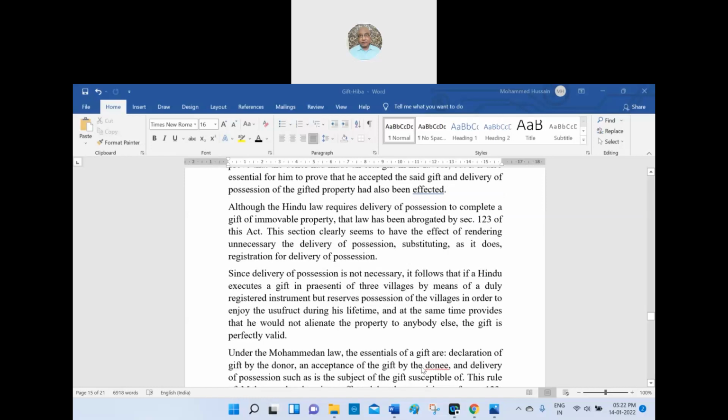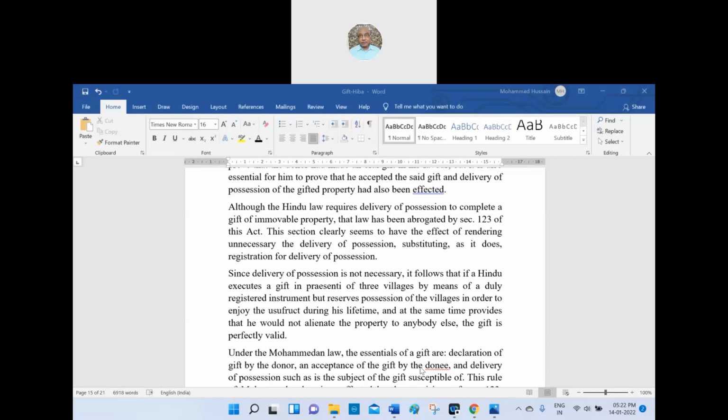Since the delivery of possession is not necessary, it follows that if a Hindu executes a gift in respect of a percentage of 3 villages by means of a duly registered instrument, but reserves the possession of the village in order to enjoy the usufruct during his lifetime, at the same time providing that he would not alienate the property to anybody else, the gift is perfectly valid.